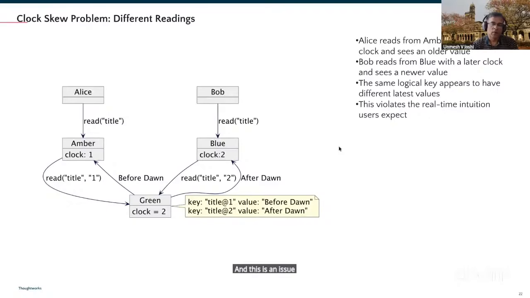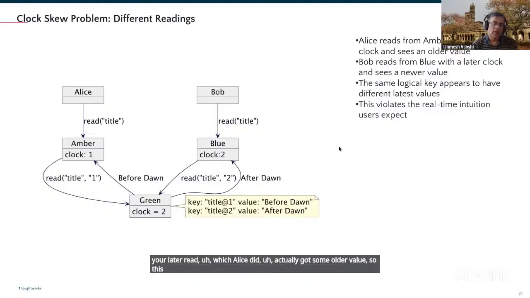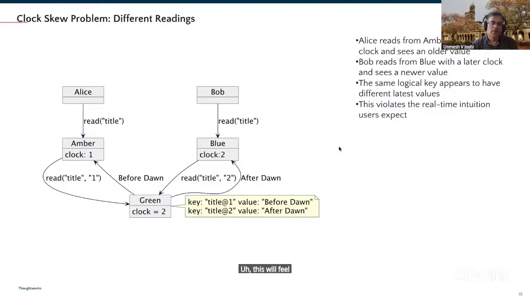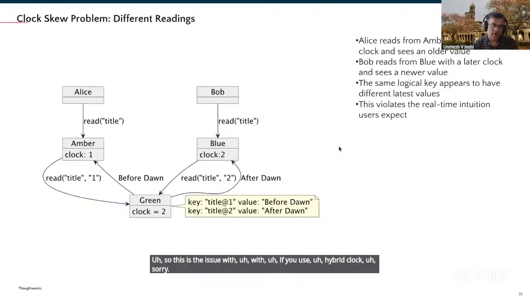And this is an issue because Bob read earlier and got the latest value, but your later read, which Alice did, actually got some older value. So this will feel like your reads are going back in time if Alice and Bob talk to each other. So this is the issue if you use a clock as a timestamp.